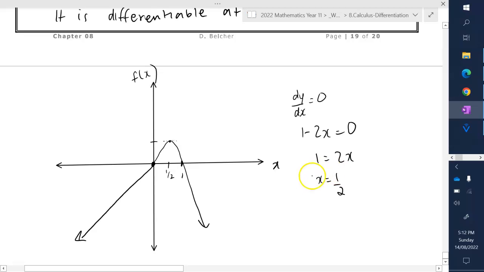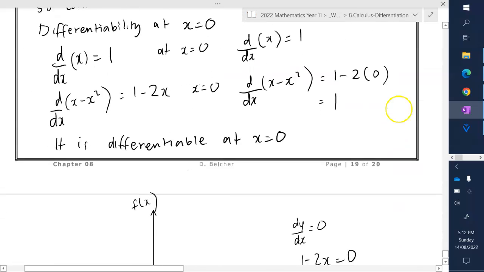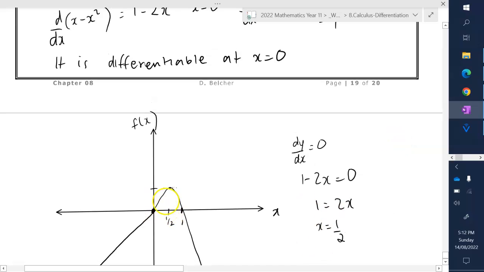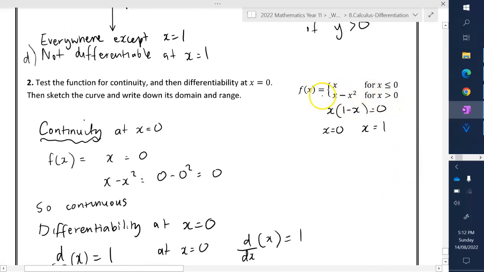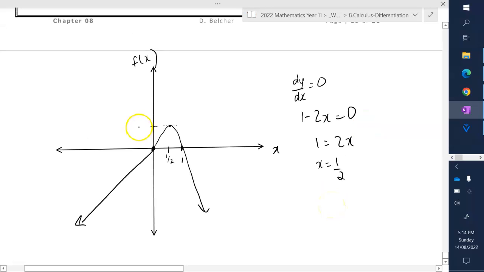But we also want to find our point. We need to find the y coordinate, or the f of x value, for that. So we're going to pop that back into our curve. Now we're saying x is a half, so we've got a value of x that is bigger than 0, so we want to pop it back into this graph here. So x minus x squared is going to be a half minus a half squared, which is a half minus 1/4, which is equal to a quarter. So if we pop that back onto our graph, we've got that other coordinate. It gives us the whole point: a half and a quarter.